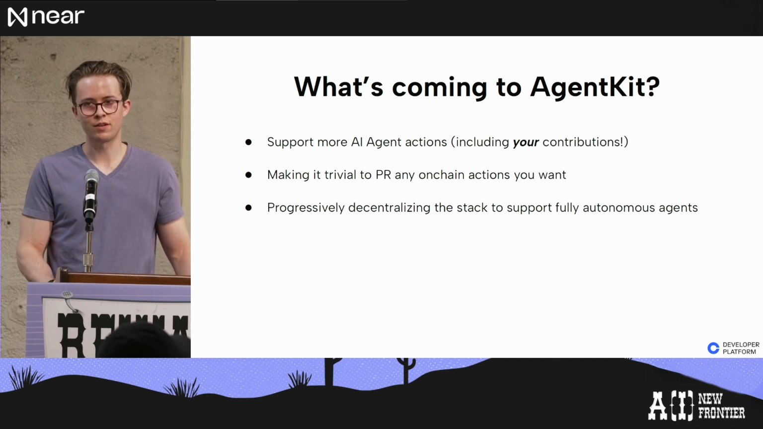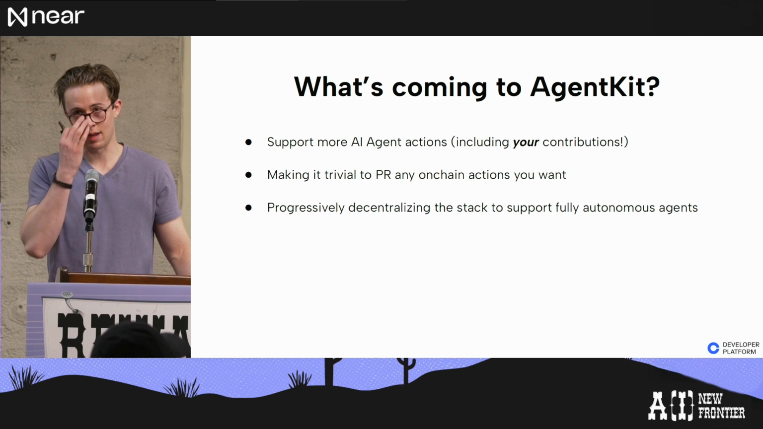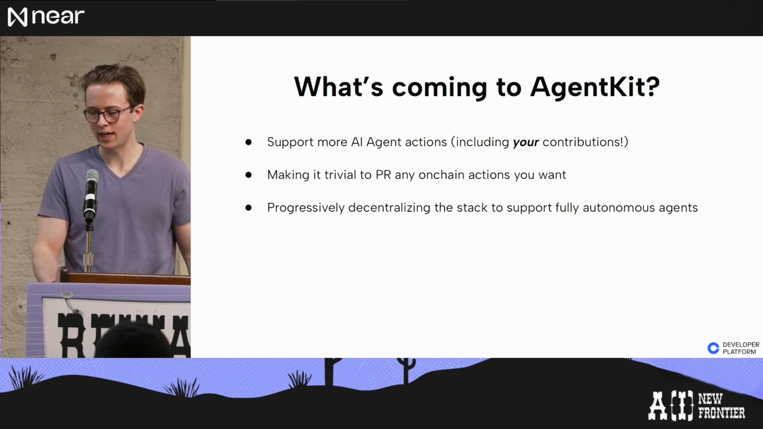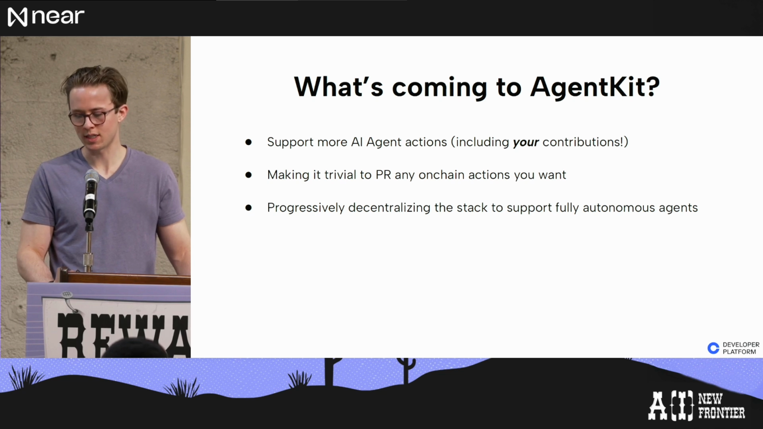We're open source friendly and are actively seeking open source contributors, so feel free to contribute anything that is of interest to you or that you're building locally for your own AI agents. I'm sure other people may be interested in using them as well. On that point, next thing that we're focusing on is making it trivial to PR any on-chain actions you want. We want to make the open source contribution as seamless as possible.